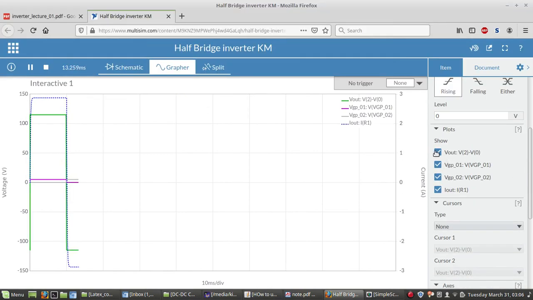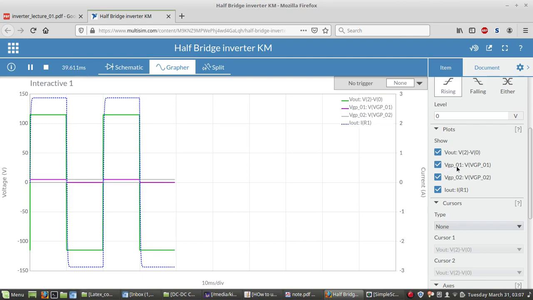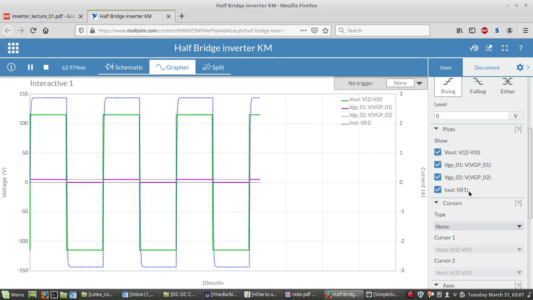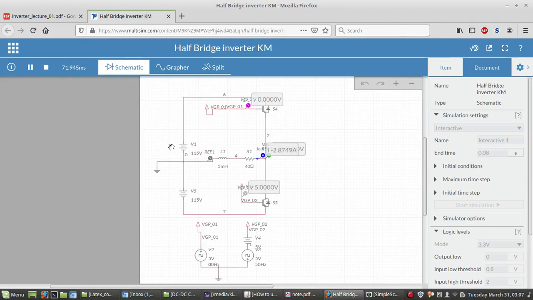Now first, here I am putting some voltage node VG. This is the gate pulse for gate 1, this is the gate pulse for gate 2, this is the output voltage across the load, and this is for the current. Let's see the schematic diagram for this.